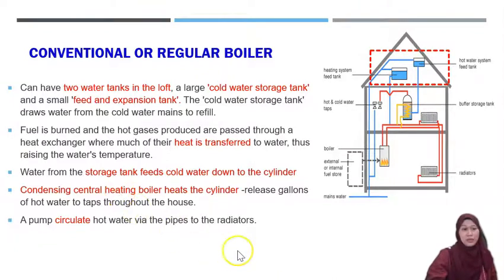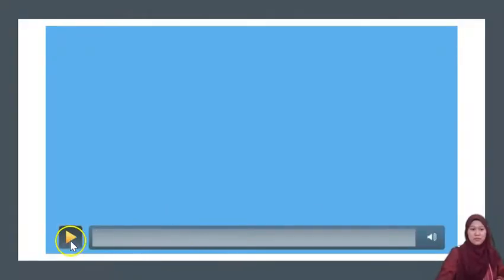And then this is the working principle. Okay, so here is the boiler, the water is heated up. Okay, and then this is the storage tank. And these are the two tanks that you need to have in the conventional boiler. Okay, let's look at the working principle through this video.